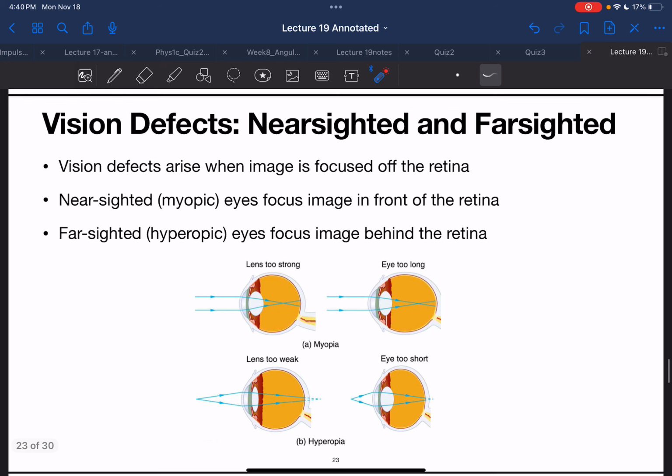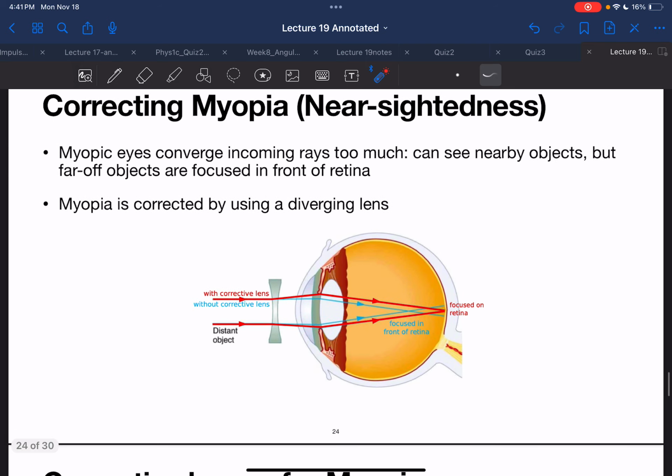So what are some possible vision defects that can happen? And there are two types of vision defects. There's nearsightedness. Your eye could be myopic, meaning the eye focuses image in front of the retina. So instead of focusing on the retina, the focus is happening earlier or in front of the retina. And on the other hand, farsighted, hyperopic, this is a case where eyes are focusing behind the retina. And these are corrected by lenses.